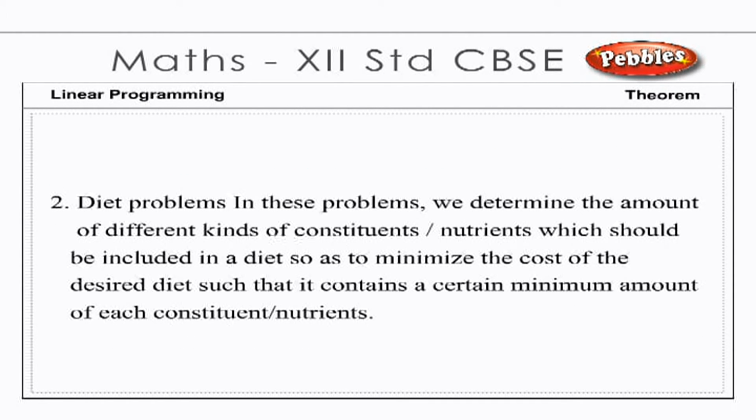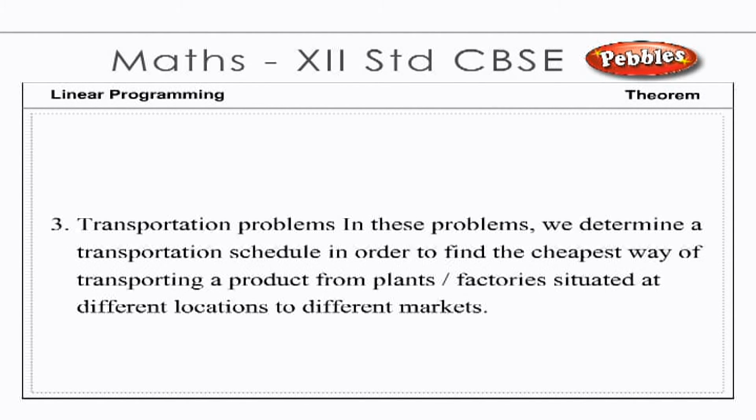2. Diet problems. In these problems, we determine the amount of different kinds of constituents, nutrients, which should be included in a diet so as to minimize the cost of the desired diet, such that it contains a certain minimum amount of each constituent or nutrient. 3. Transportation problems. In these problems, we determine a transportation schedule in order to find the cheapest way of transporting a product from plants or factories situated at different locations to different markets.